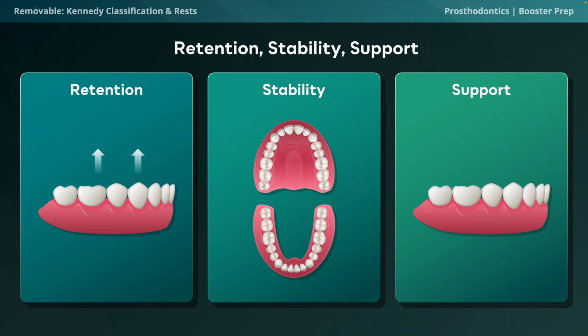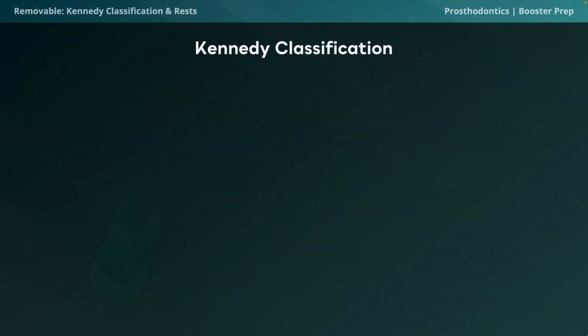Retention is the resistance to displacement of the denture base away from the ridge. Stability is the resistance to horizontal and rotational forces. And finally, support is the resistance to vertical forces towards the ridge. The design of an RPD is based on the Kennedy classification system.